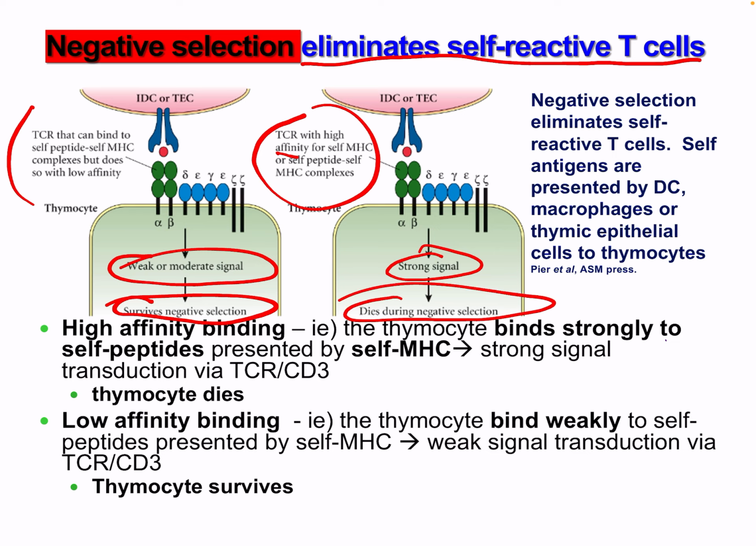So with this high affinity binding, the thymocyte binds strongly to the self-peptides presented by self-MHC, and we have a strong signal transduction via the T cell receptor and CD3. This thymocyte dies. With low affinity binding, i.e. the thymocyte binds weakly to self-peptides presented by self-MHC, there's a weak signal transduction via the T cell receptor and CD3, and the thymocyte survives.